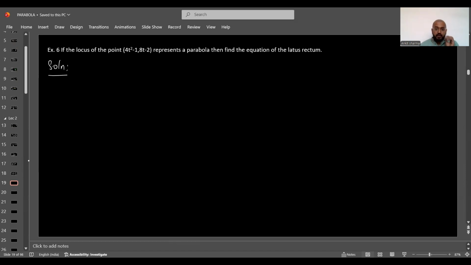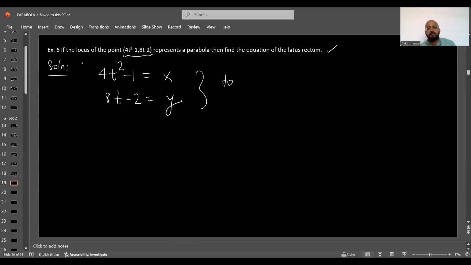If the locus of the point (4t square minus 1, 8t minus 2) represents a parabola, then find the equation of latus rectum. That means the latus rectum is lying on which line? Let's see. 4t square minus 1 is x, and 8t minus 2 is y. So our goal is to eliminate t to get the equation of the parabola, and then we can find out the length of latus rectum, and that's quite simple.